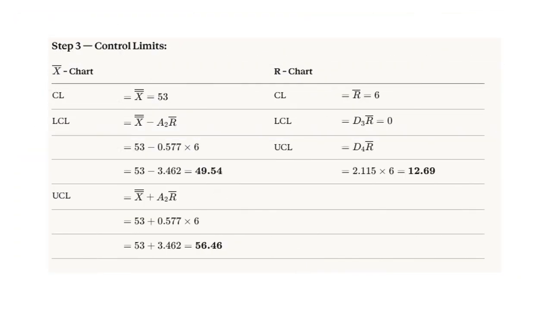As we have seen in the formula for the control charts, the central line value is equal to the grand mean, which is 53. The lower control limit for the mean chart is 49.54, and the upper control limit is 56.46. Similarly, for the range chart, the central line is the mean range, which is 6. The lower control limit is 0, and the upper control limit is 12.69.